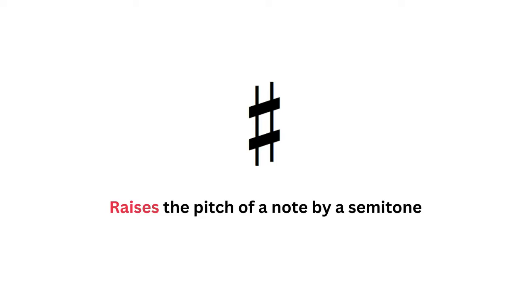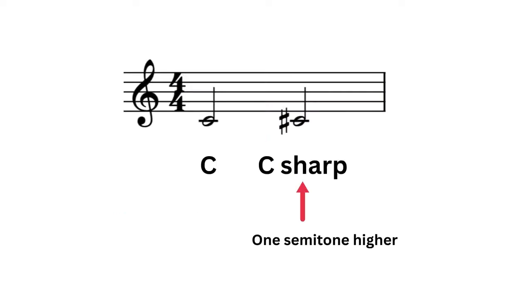The first one is known as a sharp, which is indicated by a hashtag-like symbol. A sharp raises the pitch of a note by a semitone. For example, if we have a C note and we put a sharp sign before it, it becomes a C sharp, which is 1 semitone higher than a C.